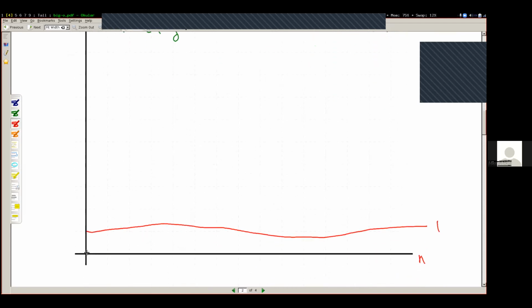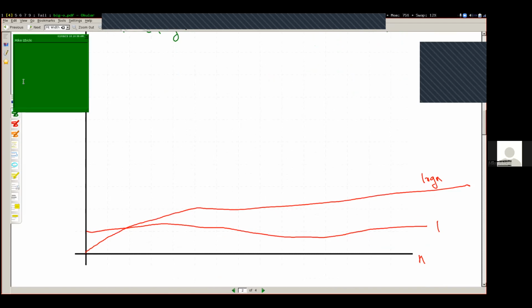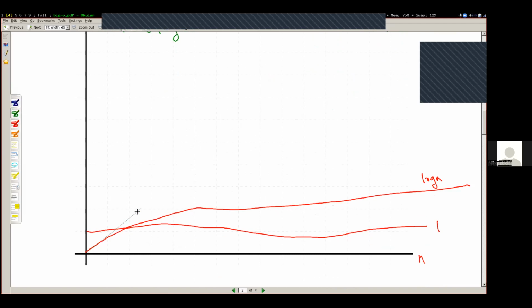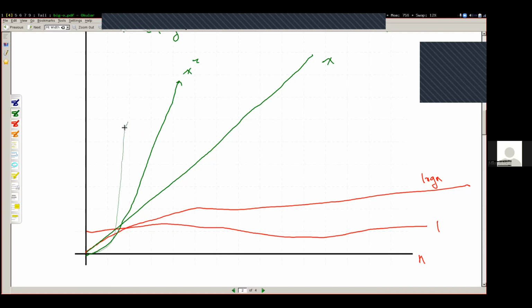So then we have the log n, and the log n grows a little bit, but it's like really, really, really slow, something like that. That's log n. And then all of the linear functions come next. We have the x. There we go, something like that is x squared. And then x cubed growing a little bit faster than that.